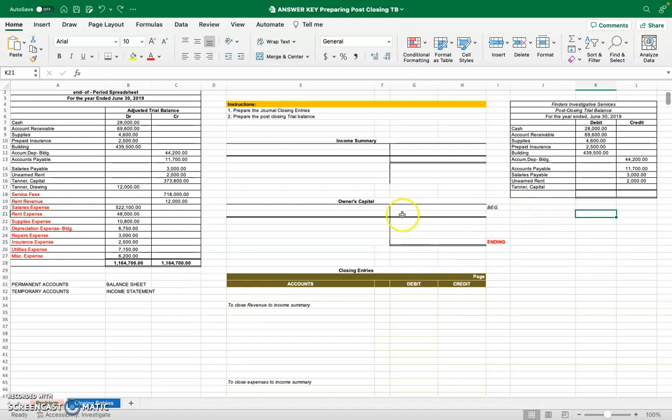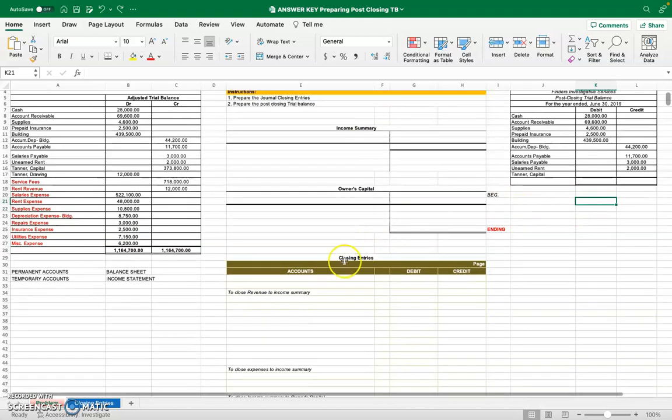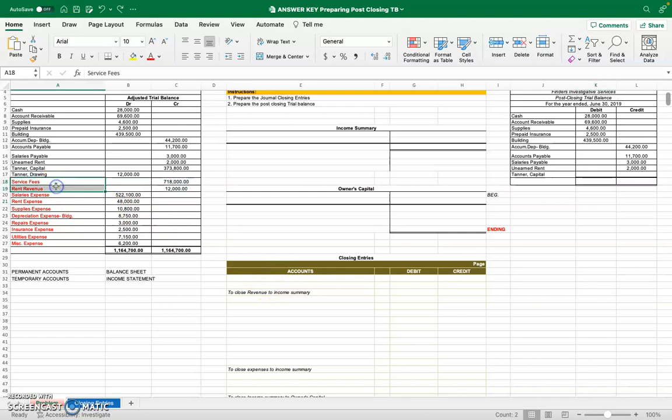Okay, so let's start with closing the revenue to income summary. If you will notice, we only have two revenue accounts here, the service fees and the rent revenue. Normally, the normal balance of service fees and rent revenue, since they are considered income or revenue accounts, is on the credit side. In order for us to turn their balances to zero, we have to reverse them. Now, the balances of service fees and rent revenue will be on the debit side. Okay, so let's do that.